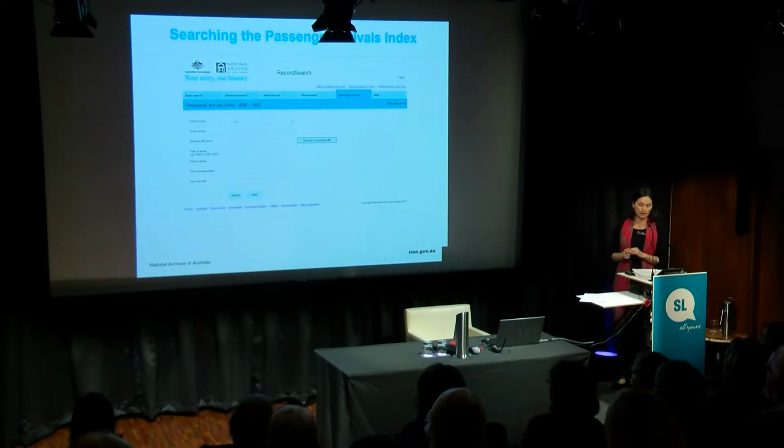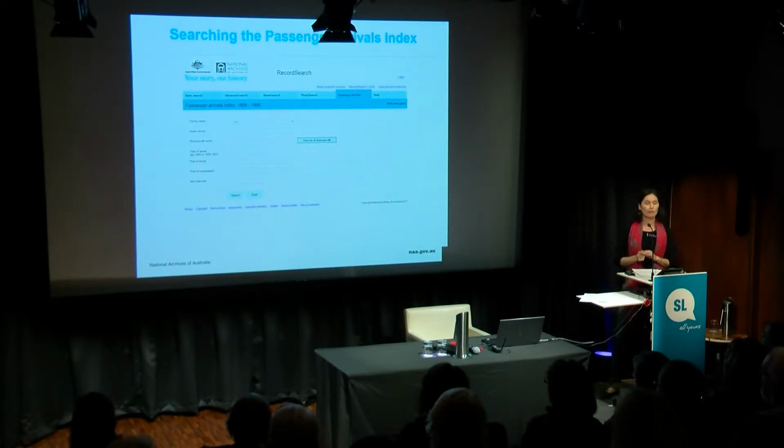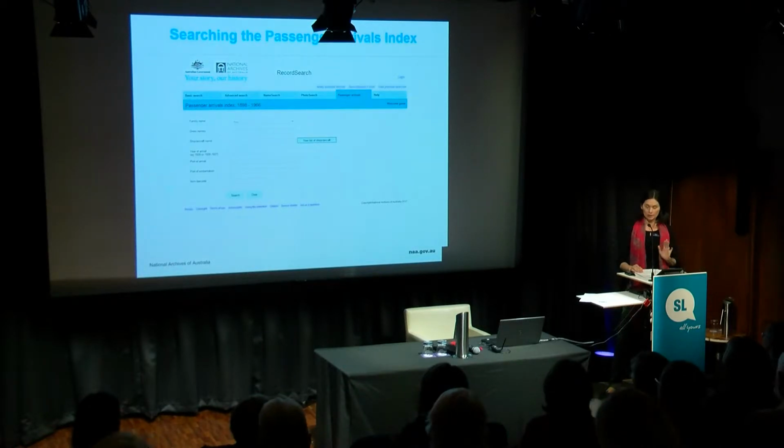Okay, so I'm now going to show you how to conduct a search on our passenger arrival index. I've just entered a person's surname, but if you have the information, you can enter the ship's name and the year of arrival or the port of arrival. Having said that, it's better to start off with a broader search and just enter a surname, because the more information you put in, the less results you're going to get back. So start off with a surname.